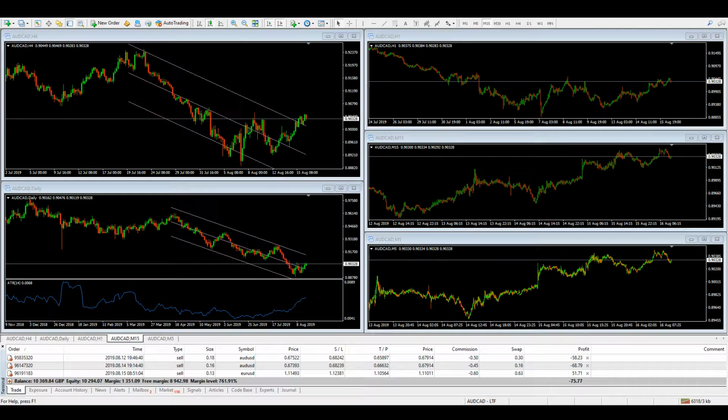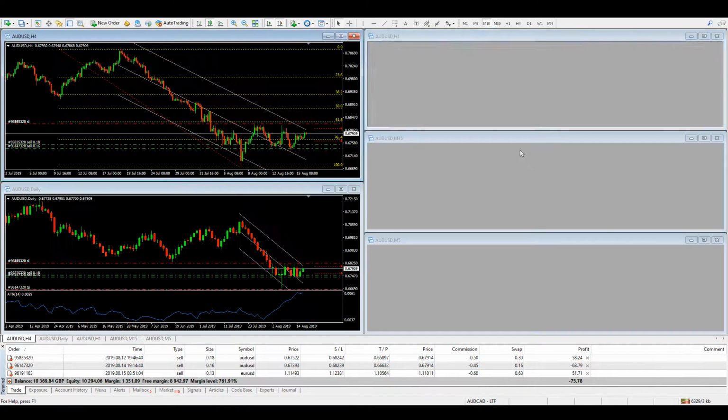So let's kick off and have a look at what we've got going on in the market. You can see here I've got two positions open, or three positions in total, but on two separate pairs, AUD USD and the Euro USD. These have been going for a couple of days. Okay, let's have a look at AUD USD first of all.